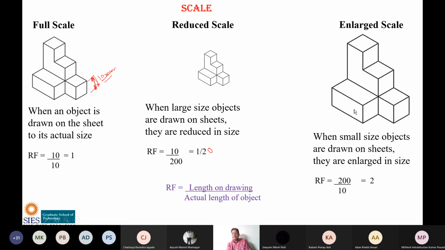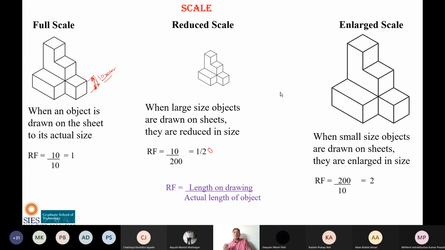Okay, and here we have to enlarge the size. So if the actual length of object is 10 mm, say 10 mm, and 10 mm it's not seen, you cannot see 10 mm. So what will we do? We'll increase the length and draw it as 200 mm. So RF is what now? 20. RF is 20.